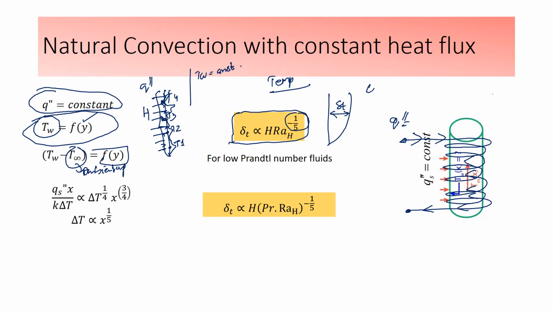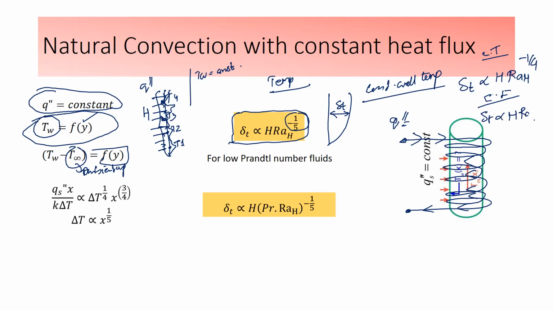Previously in constant wall temperature, the thermal boundary layer thickness was proportional to H Ra_H raised to minus 1 by 4, constant temperature. Constant flux case, delta T is proportional to H Ra_H raised to minus 1 by 5. For low Prandtl number fluids, just substitute the Prandtl number. So that also comes into picture.